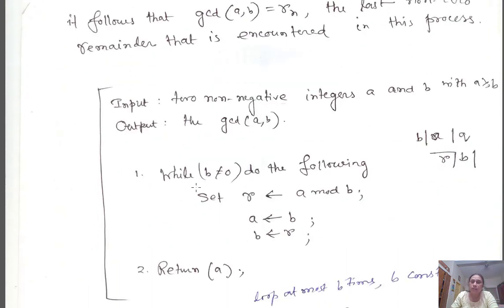Okay, so you can write the program. This is your recursive call. A mod B is essentially your R. Then you replace A by B and B by R, until B is 0. When B is 0, you come out of the loop, and the value of A, the returned A, will give you the result.